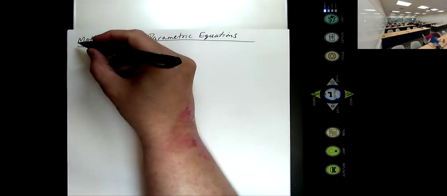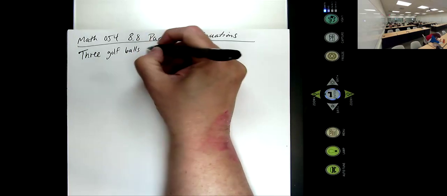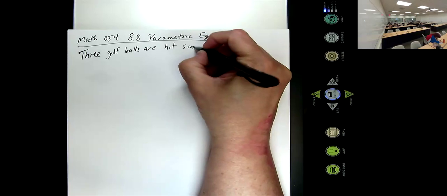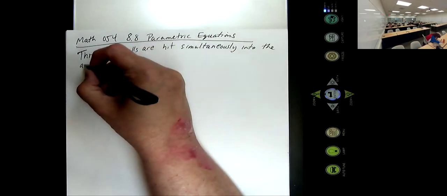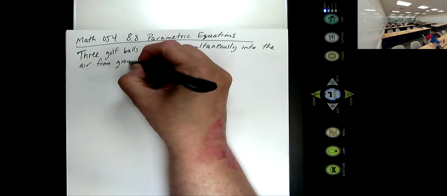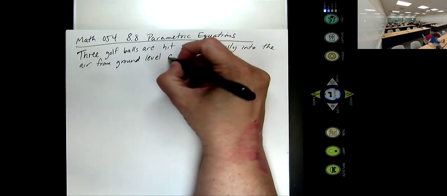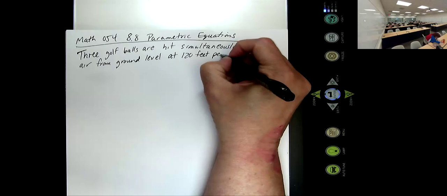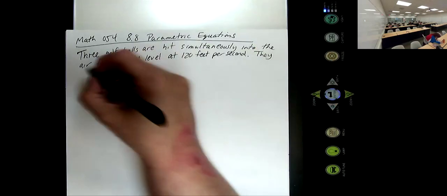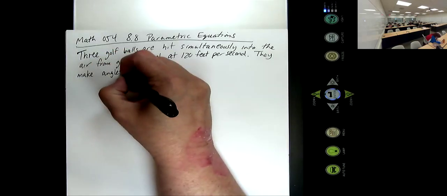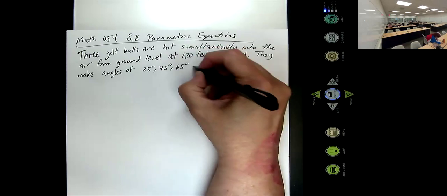Before we're done, we're gonna answer this question. Three golf balls are hit simultaneously into the air from ground level. Not some elevated thing, but from the ground. At an angle, at 120 feet per second. They make angles of 25 degrees, 45 degrees, and 65 degrees with the ground.